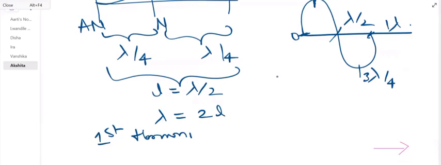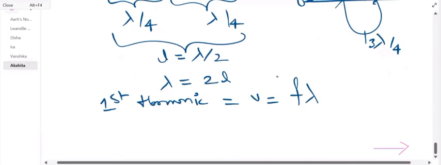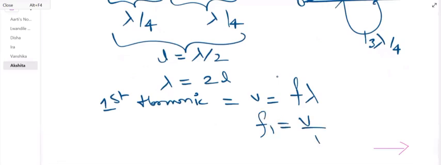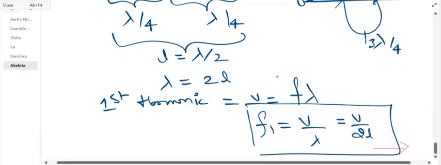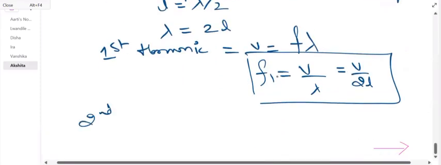So my first harmonic will be V equals to F lambda. Hence, it will be F1 equals to, F1 is the first harmonic, okay? V over lambda or V over 2L. Clear? Similarly, you can find it for second harmonic.